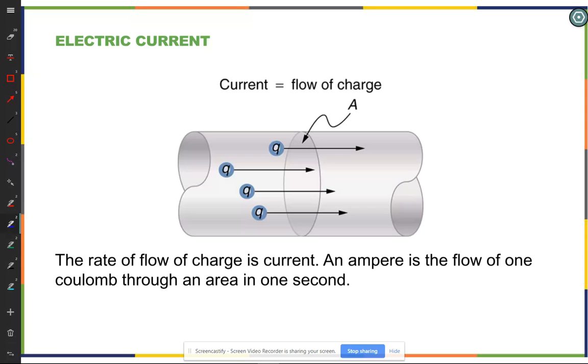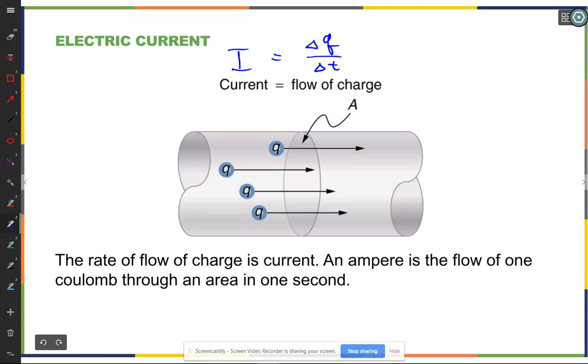So we define current. Current has the symbol I, and is equal to delta Q over delta T. Rate means per time, and the Q there is, of course, the charge. Delta Q over delta T is how much charge passes per unit time. So this picture illustrates we have an area that is circled in the wire, and it's measuring how much charge passes that area in a given second.